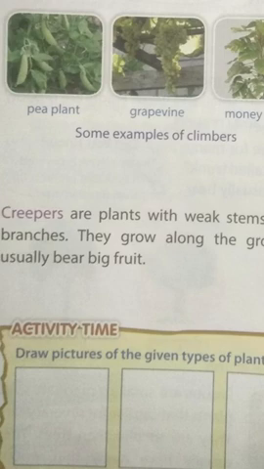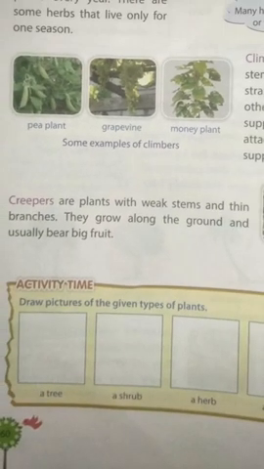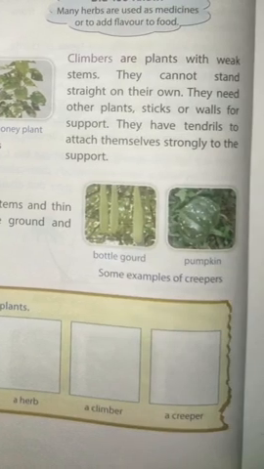At last point, creepers. Creepers are plants with weak stems and thin branches. They grow along the ground like a snake and usually bear big fruit. Examples of creepers: bottle gourd, pumpkin. Pumpkin leaves are rough, but bottle gourd leaves are soft.